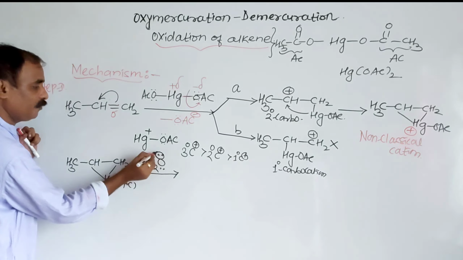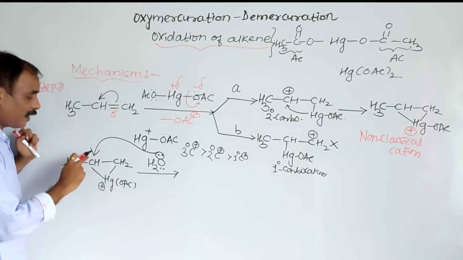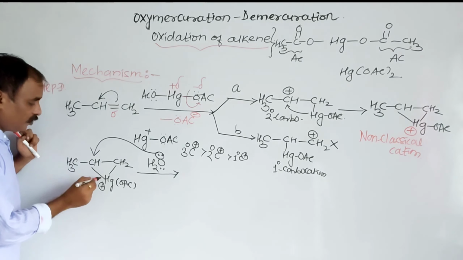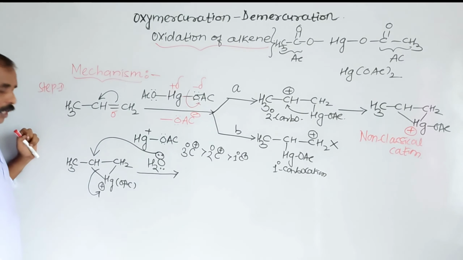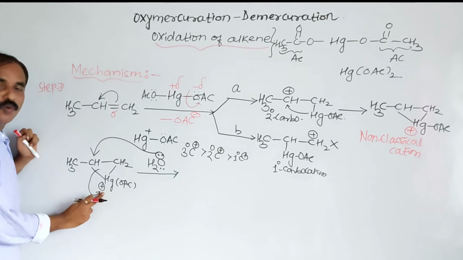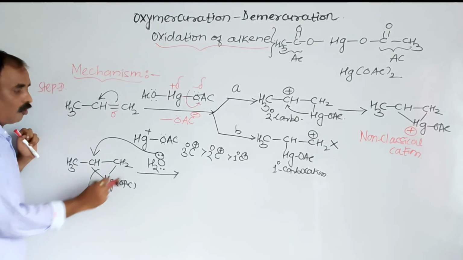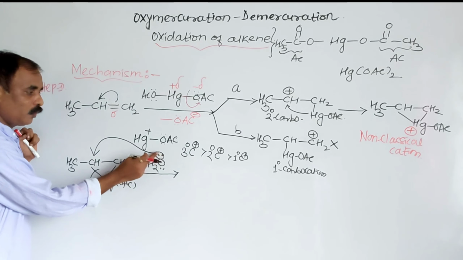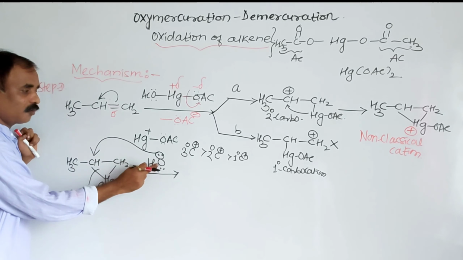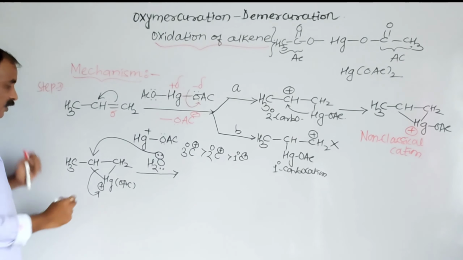And a formation of new bond in between oxygen and what? Carbon. So breaking up this bond and shifting of electrons towards mercury. Now this mercury's positive charge will be neutralized. Oxygen is going to donate a pair of electrons to this carbon and this oxygen will acquire positive charge.